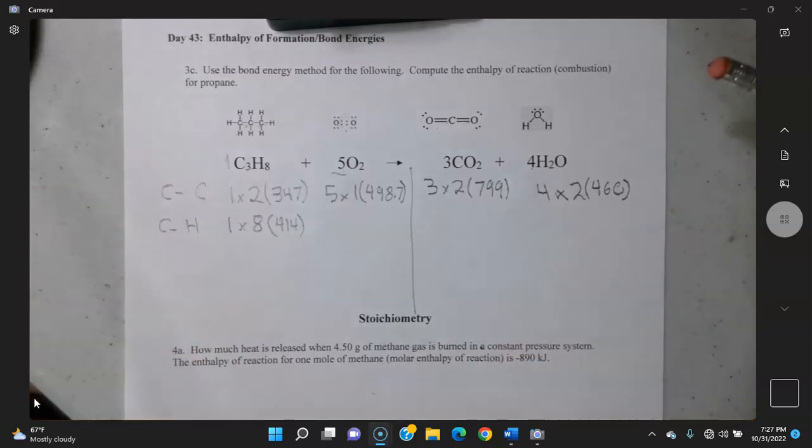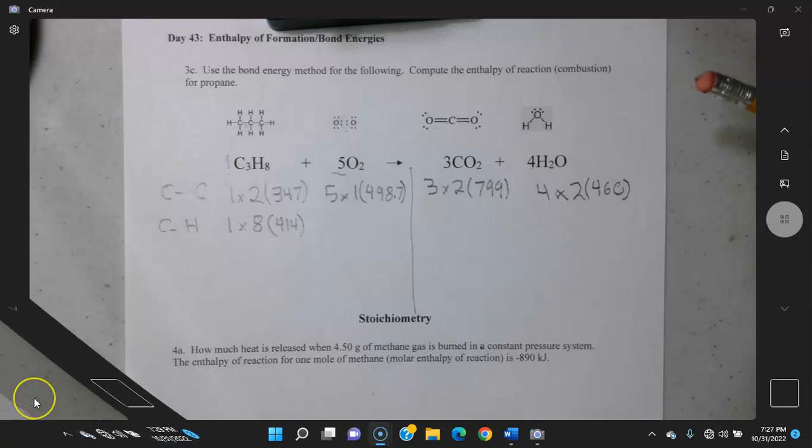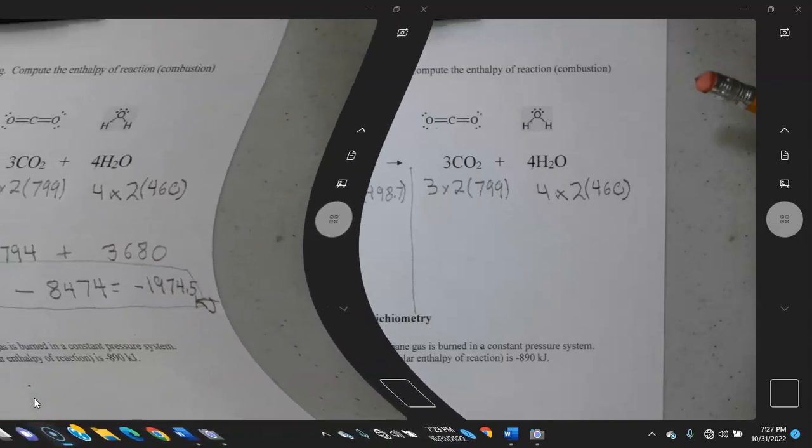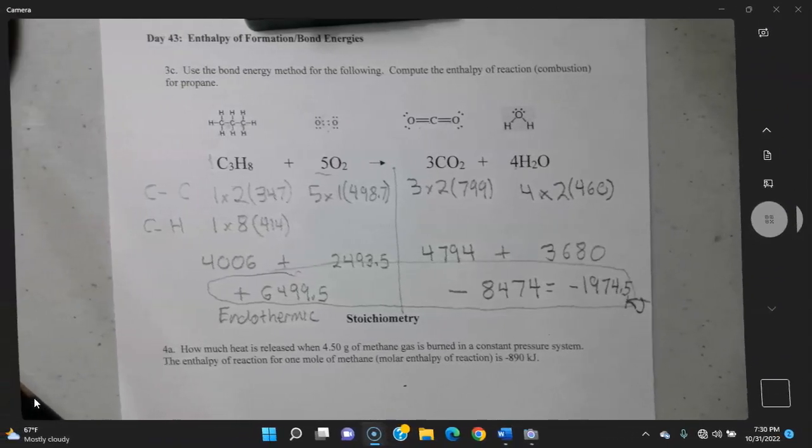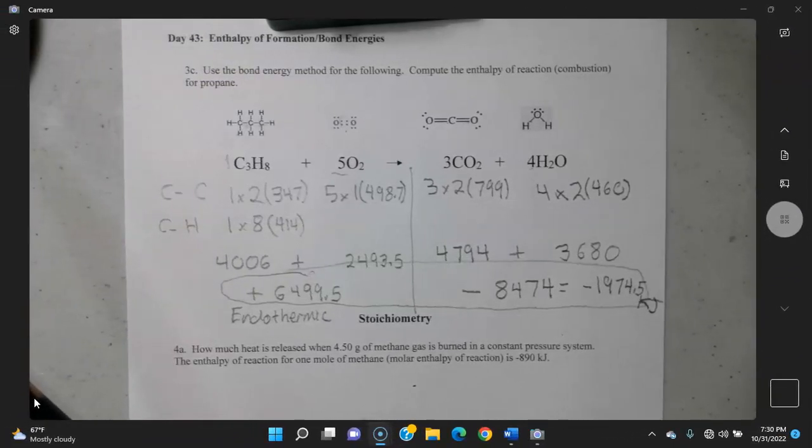Okay, now we do all the calculations. Okay, so here we go. Now again, if you have trouble with the math, come in. I'll work with you on the math, okay? You don't want to know chemistry and not stumble on this math.